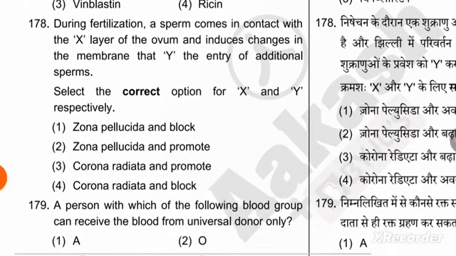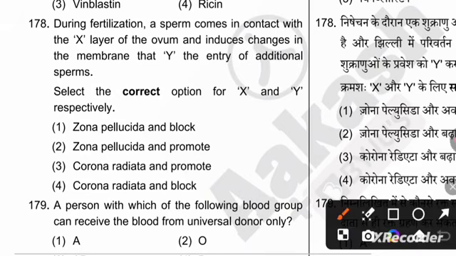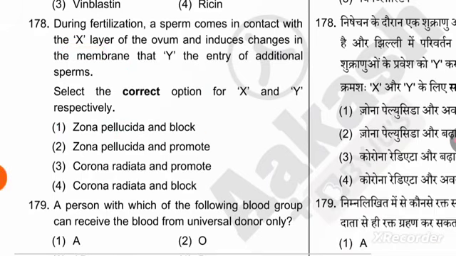178th question. During fertilization, a sperm comes in contact with the egg. The sperm comes in contact with the zona pellucida of the ovum and induces changes in the membrane that block the entry of additional sperm. So option 1 is the right answer for this question.